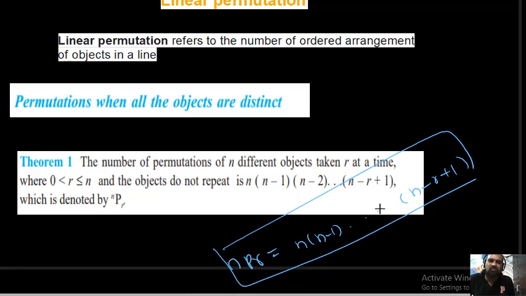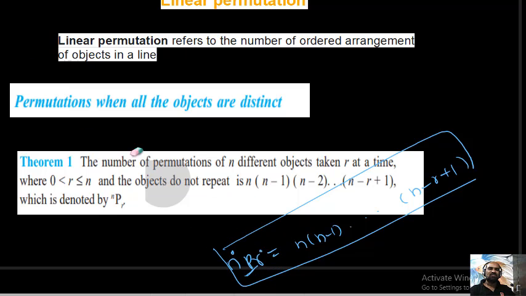What is the actual meaning of the theorem? There are n objects. We want to choose r objects from n. After choosing r, we want to arrange in a row. How many different ways can you arrange? That says nPr. What is the nPr value? n into n minus 1 into n minus 2 so on, n minus r plus 1 ways. This says this theorem. Okay, but how to prove?